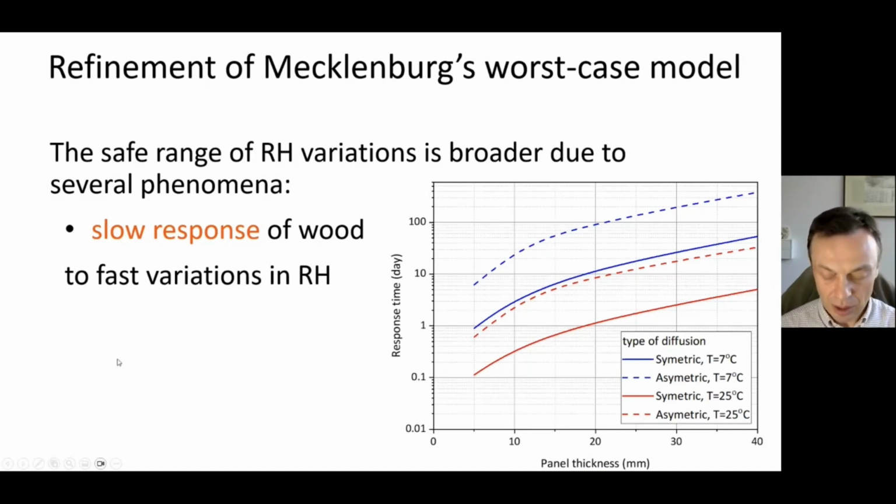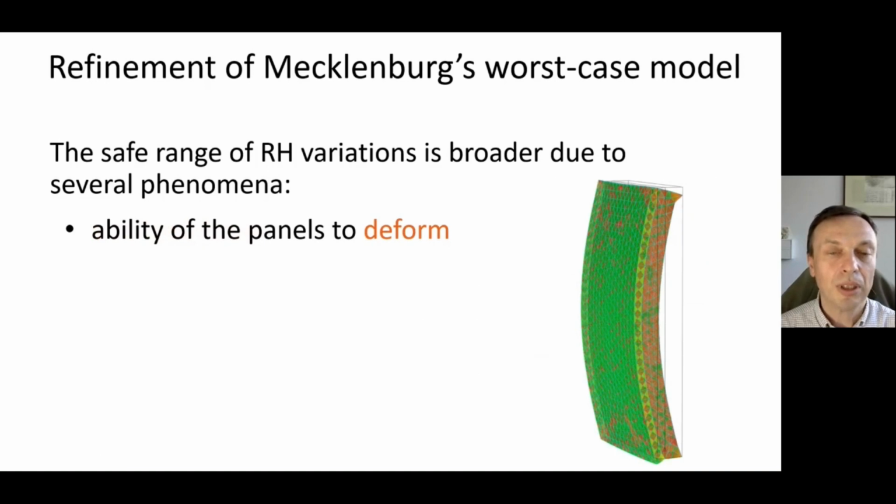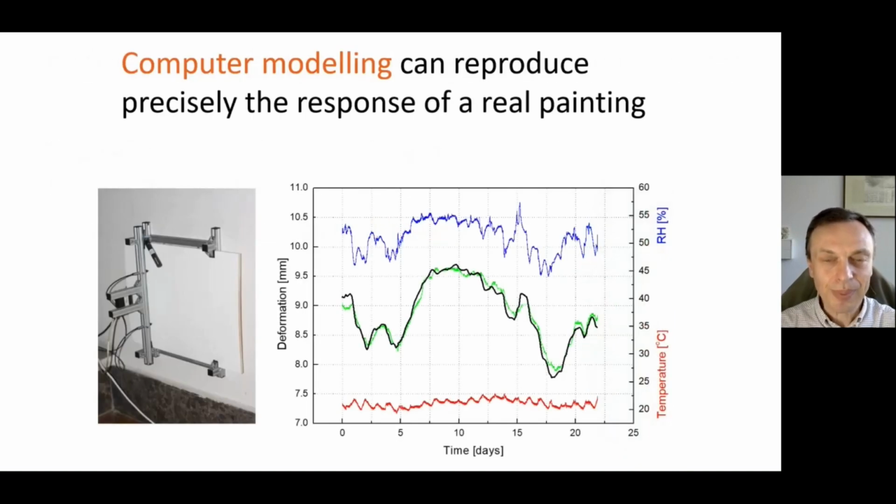And another effect, which also broadens the range of the humidity variation compared to the worst case scenario proposed by Marion Mecklenburg, is the ability of the panels to deform, and finite element modeling software allows us to do that very efficiently. We always check the quality of the simulation, we always validate the simulation by comparison with the experimental results.